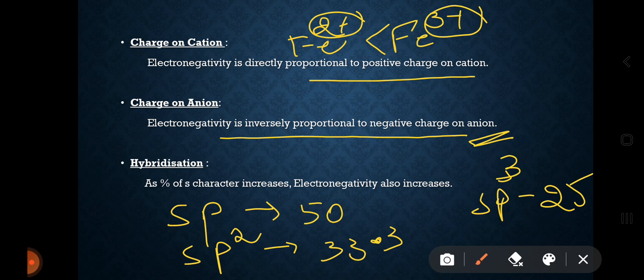As the percentage of S character increases, electronegativity also increases. So Sp has a more electronegative value than Sp2, than Sp3. Among these, Sp3 has the least electronegative value.